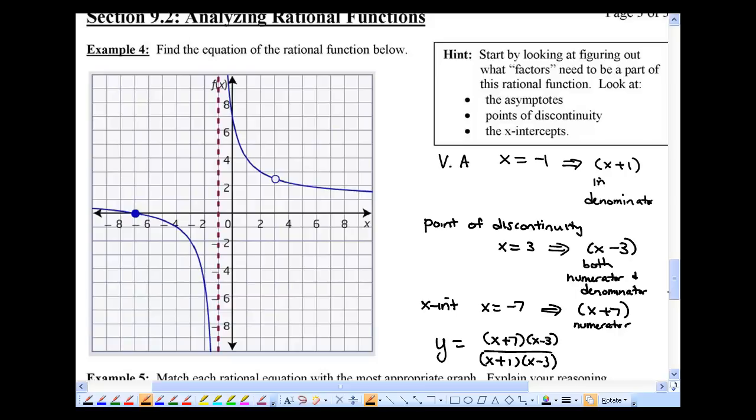All right. You can expand this out. So we have x squared plus 4x minus 21 over x squared minus 2x minus 3, and you're done. You can always double check by plugging in some points, like this one or this one, and it should work. All right? Cool.